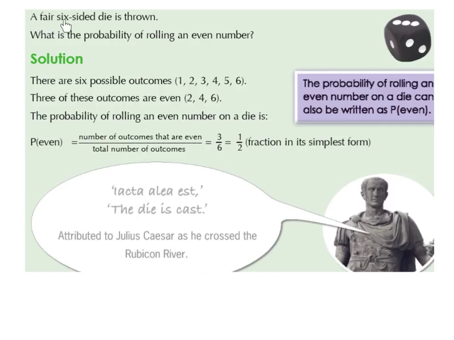A fair 6-sided die is thrown. So the die is fair, which means it's unbiased, which means we have an equal chance of landing on any of the 6 sides. What is the probability of rolling an even number?